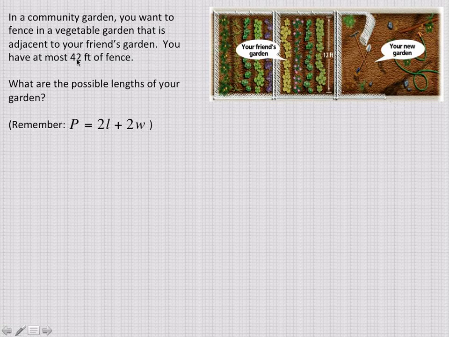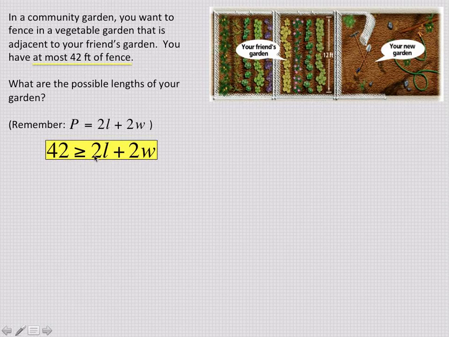Well, I can't use more than 42 feet. I know I'm going to need 12 feet here, and I know I'm going to need 12 feet over here because it's a rectangle. So I remember that the perimeter, the outside of my garden, is 2 lengths, 2 of these, 1, 2, and 2 widths, 1, 2. All right? So I know that I have at most 42 feet. So I know that whatever I figure out has to be less than or equal to the 42. I have to keep my perimeter smaller than or equal exactly 42, or I run out of fence.